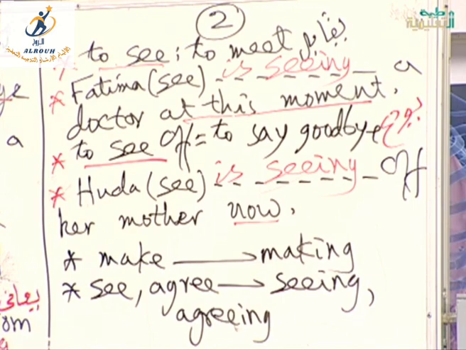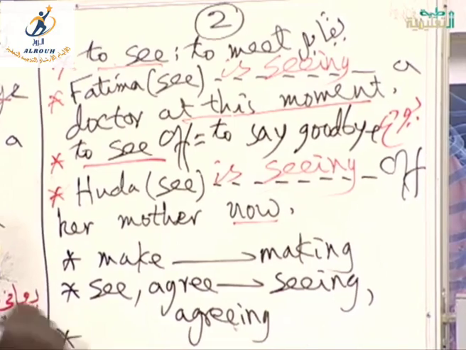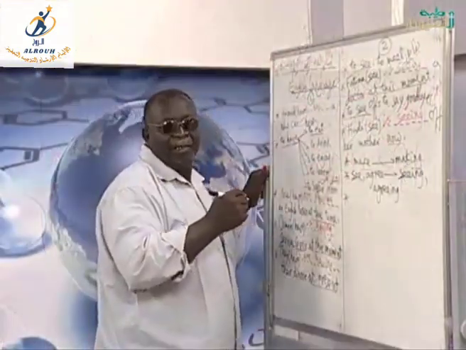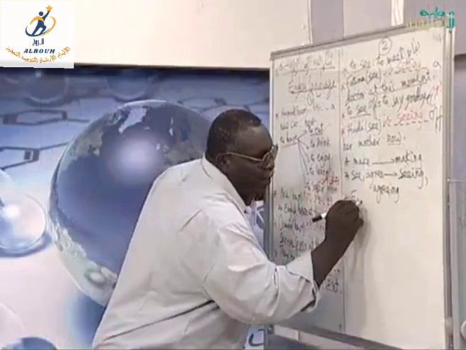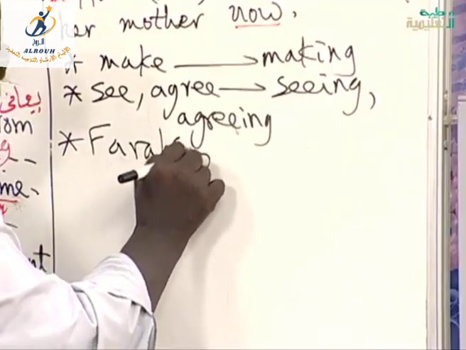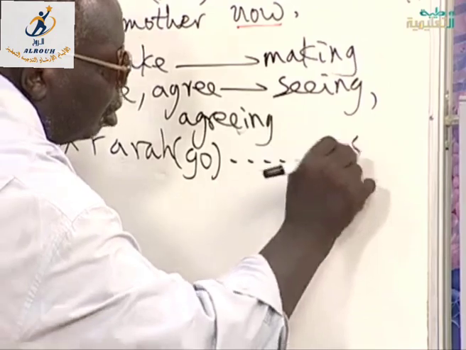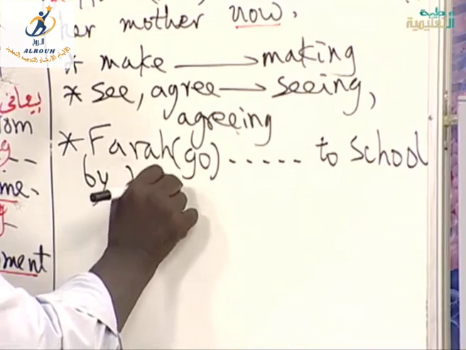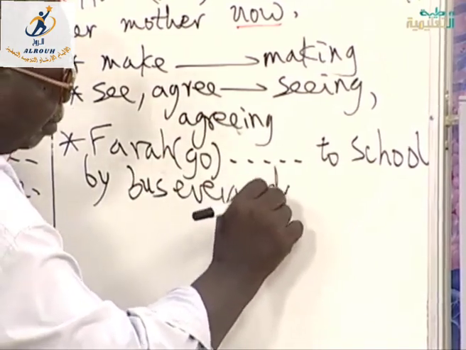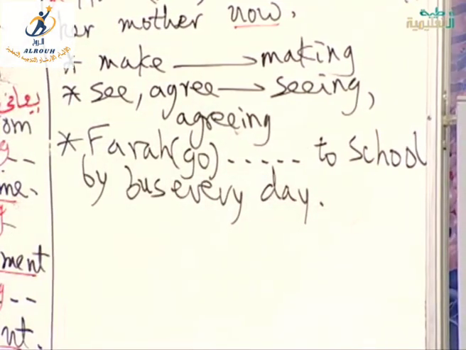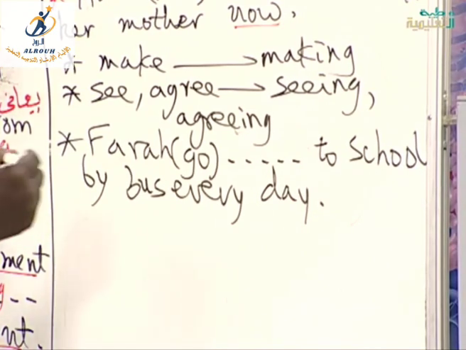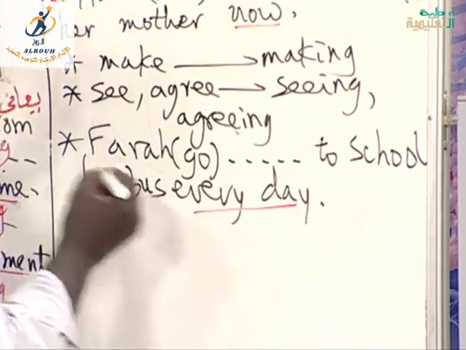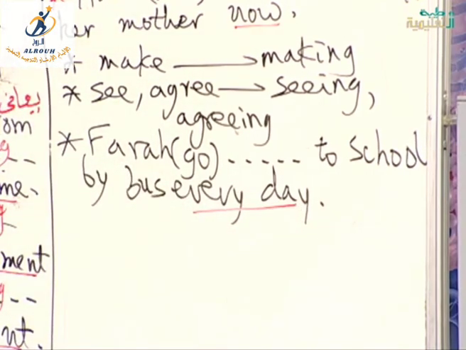Suppose we have a sentence in the present simple like this. We say, فرح, here you have the verb go, dots, to school by bus every day. Of course, now we are shifting to the present simple. You remember this. Why present simple? Because we have the indicator, which is the adverb of frequency. It is every day. If it is present simple, of course, you will remember the subject, in this case, فرح.